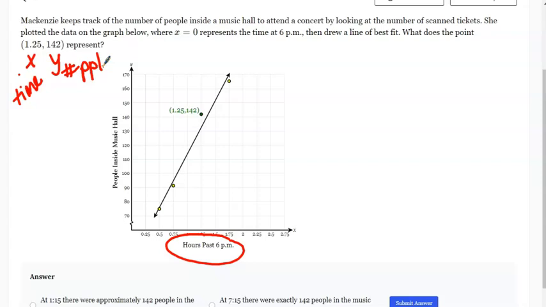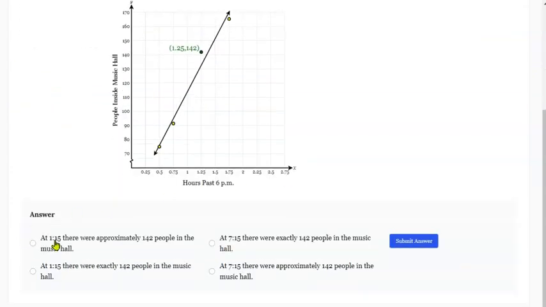So what does 1.25 mean? Well, after 6 p.m., 1¼ hours would be at 7:15 p.m. So at 7:15 p.m., there were 142 people in the music hall. Let's take a look at these options. At 1:15, nope. At 7:15, there were exactly, or at 7:15, there were approximately.